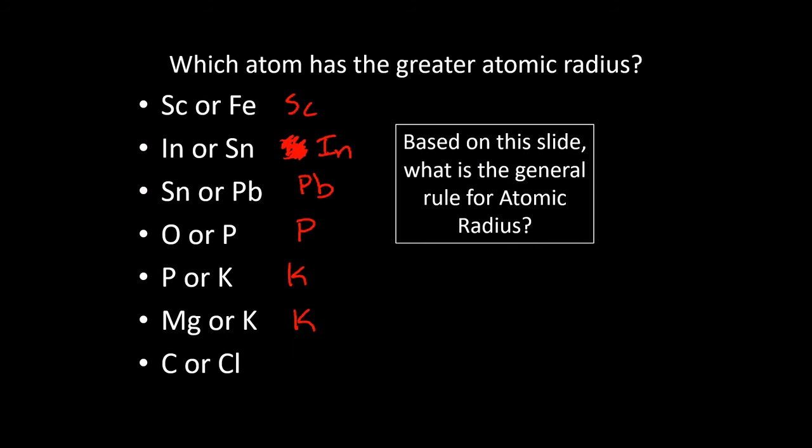And then the last one here, we have carbon and chlorine. This is where it gets a little bit tricky because now the trends disagree. Chlorine is lower, which means the trend is telling us that chlorine should be larger, but carbon is farther to the left. When we have a situation like this where the two trends disagree, we are just going to say can't tell. So we can't tell based on the trends.